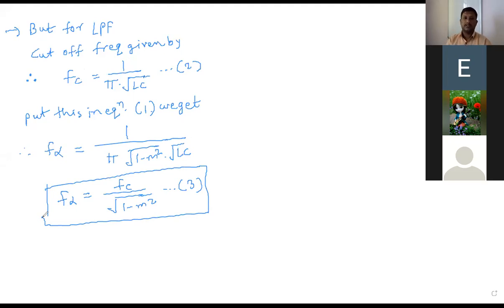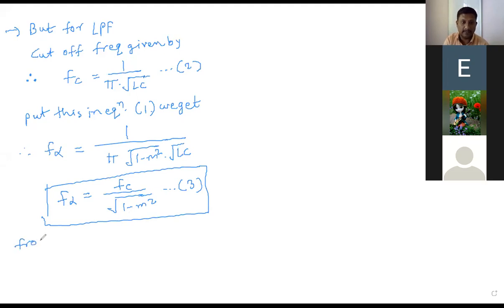Are you getting my point? So now we got the expression of F alpha in terms of cutoff frequency and m value. So how to get the m value expression? How to get?